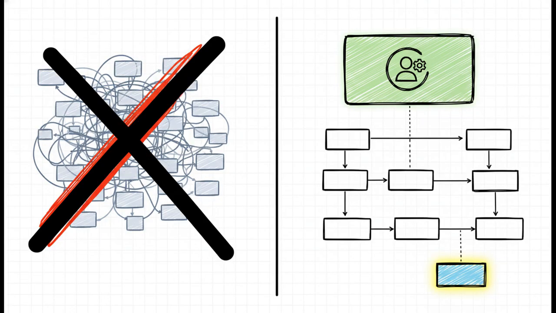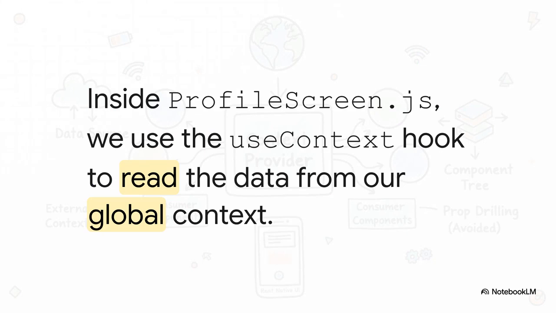This is why we did all that work. Any screen, like our profile screen, can now directly access the user's data. And the best part? No more passing props. We've completely eliminated prop drilling for this piece of data. Okay, so let's look at the code for, say, profilescreen.js. We import a new hook called useContext from React, and we also import the user context we created earlier.